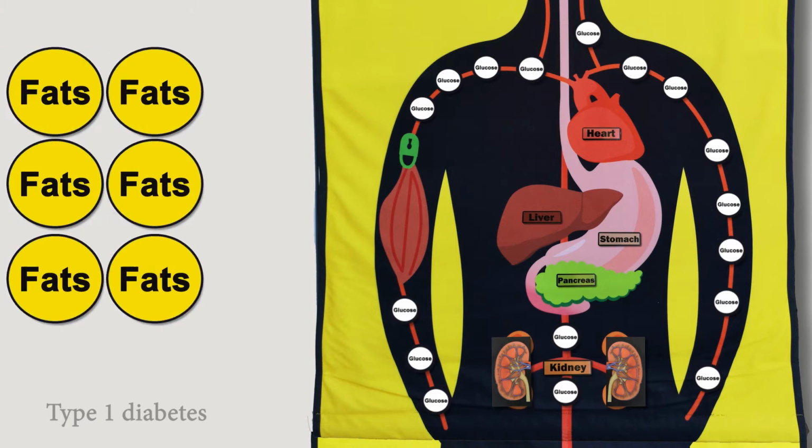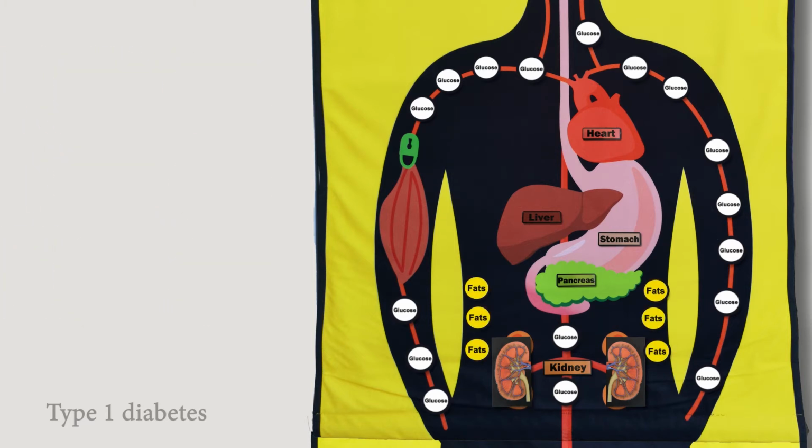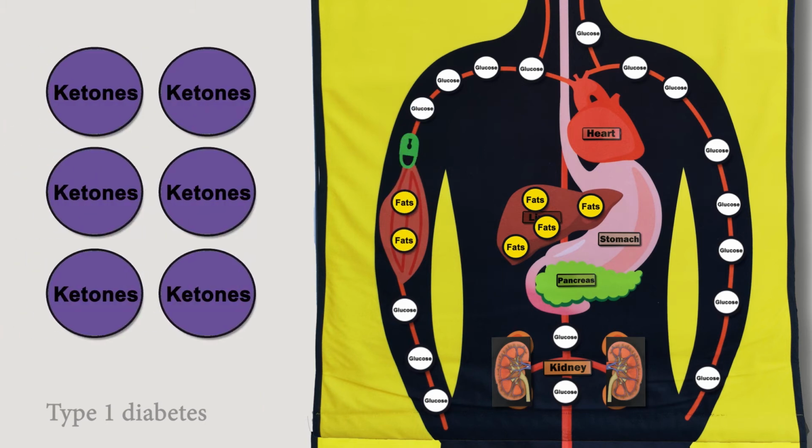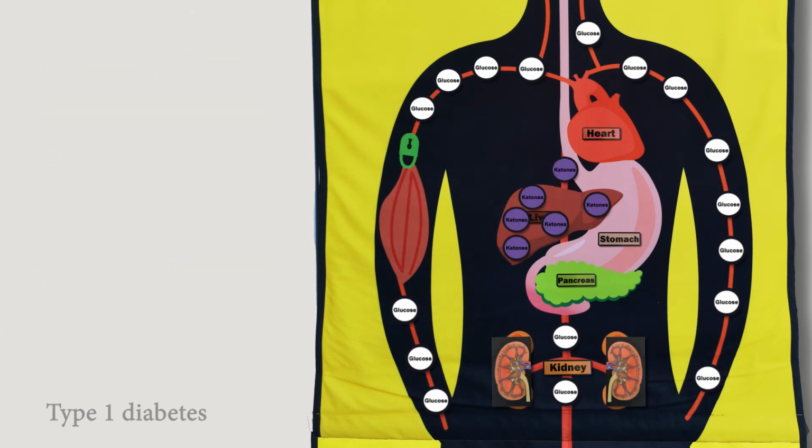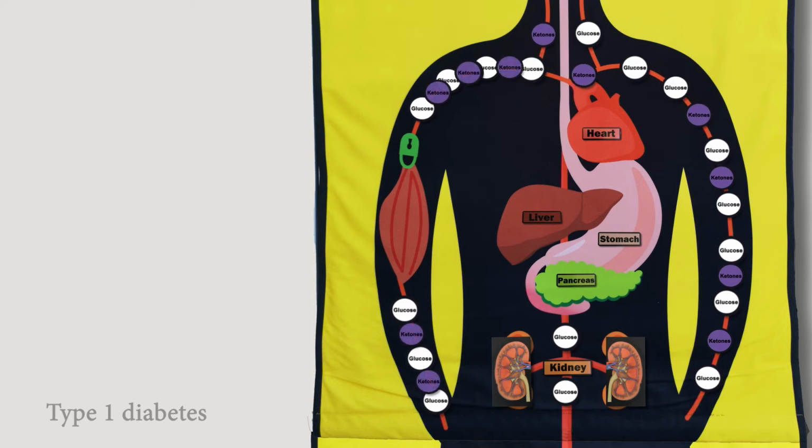The body then looks for another source of energy, so it breaks down body fat. When fat is broken down, ketones are released into the bloodstream. Without insulin, toxic levels of ketones build up and a person with type 1 diabetes can get very sick very quickly. People with type 1 diabetes need insulin through injections or a pump to live. Insulin is needed to lower blood glucose and prevent ketones building up.